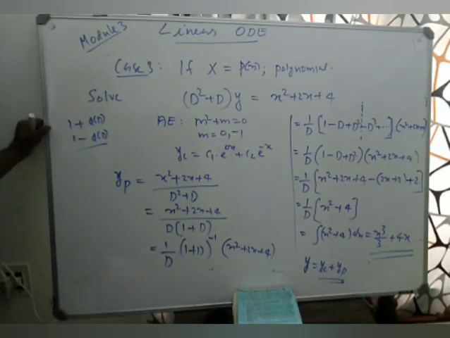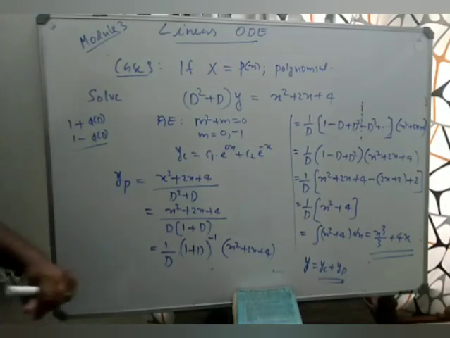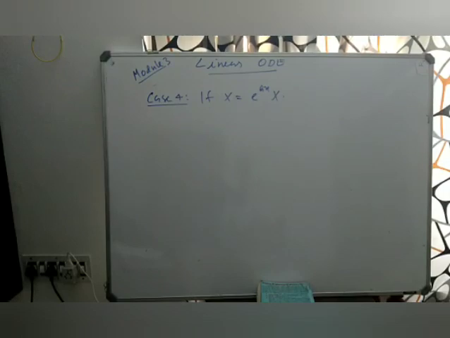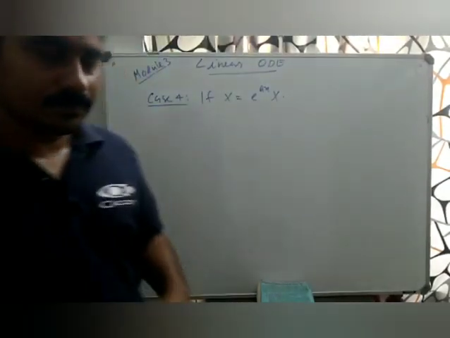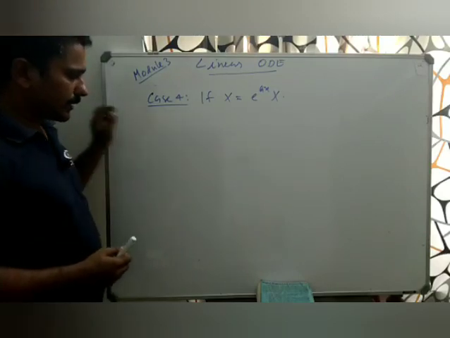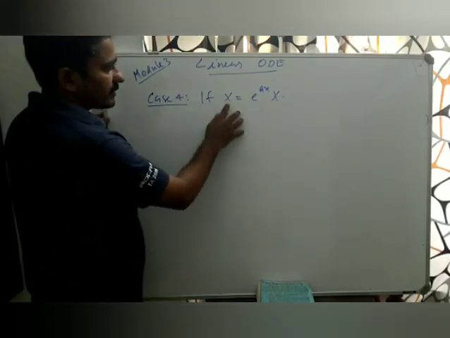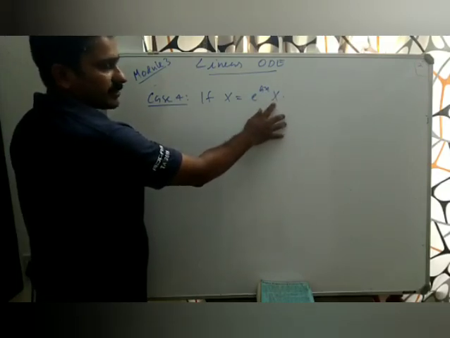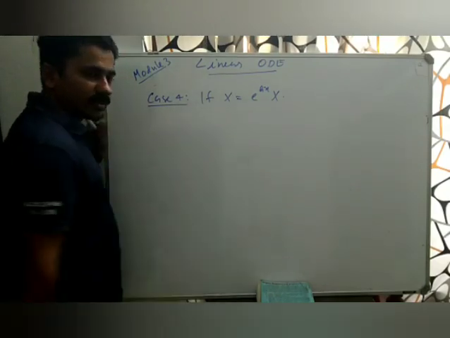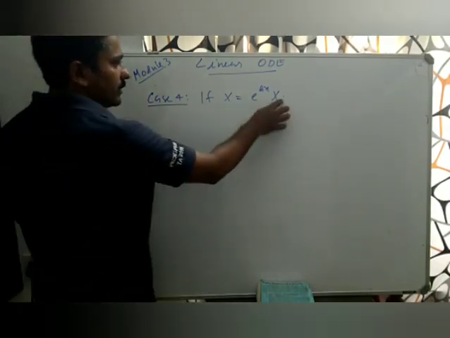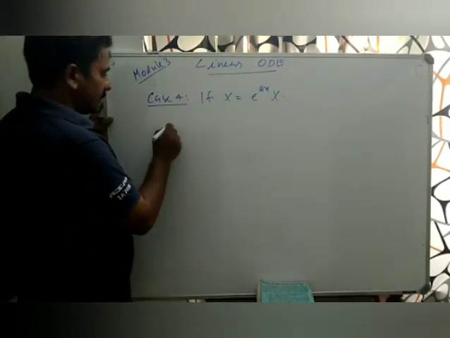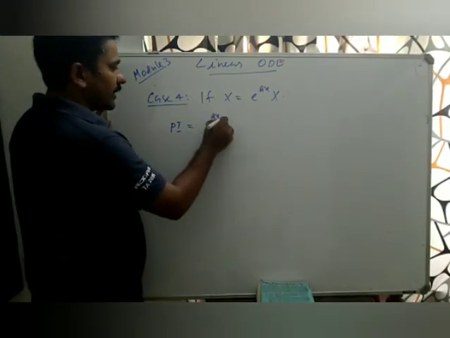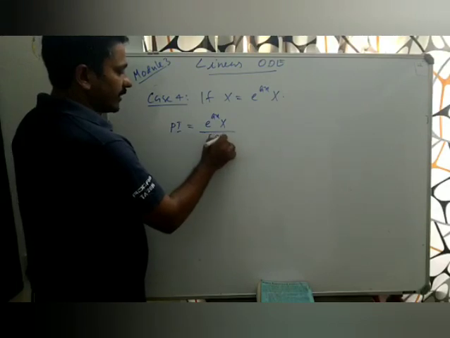All right, and there is one more case, case 4. In case 4, if x is of this form, e to the power ax times another function of x, and this can be a polynomial function or trigonometry functions like sine ax or cos ax. Okay, and this is the method to find the particular integral here. E to the power ax times x over, we can write that f of d here.